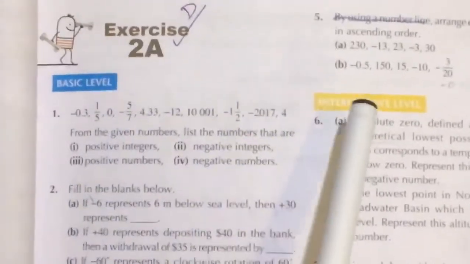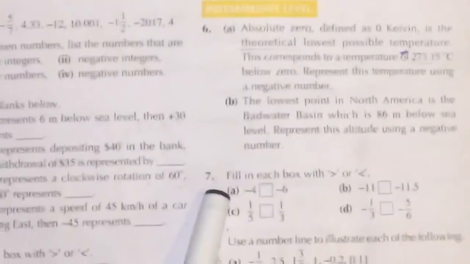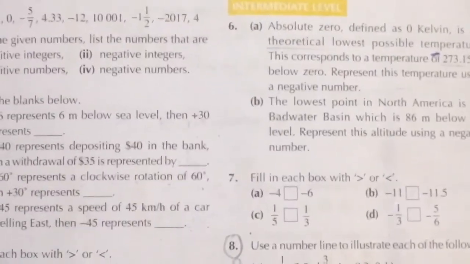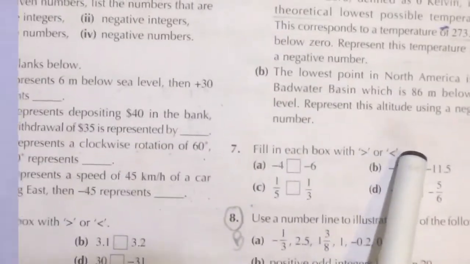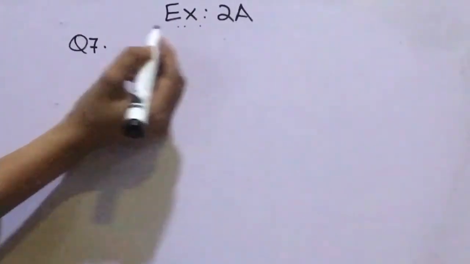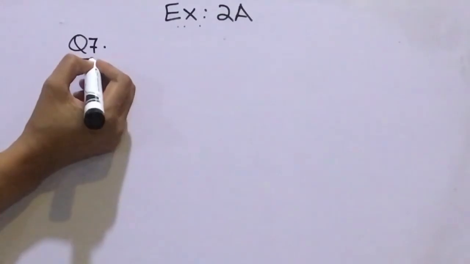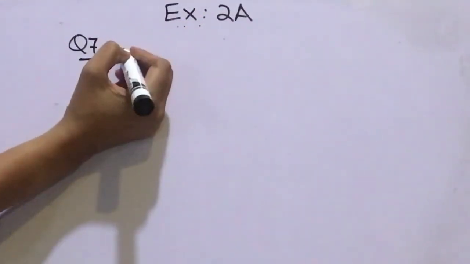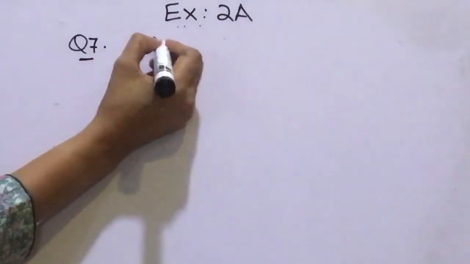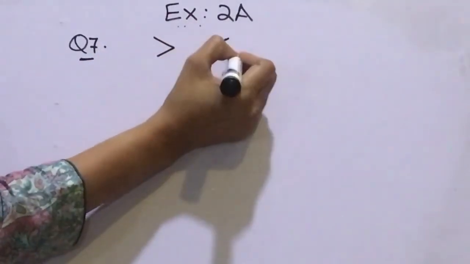Exercise 2A, intermediate level, question number 7. Same as question number 3. Fill in each box with greater than or less than. After question number 3, I am doing question number 7 from intermediate level because both are the same. In question number 7, they are also asking us about greater than and lesser than.